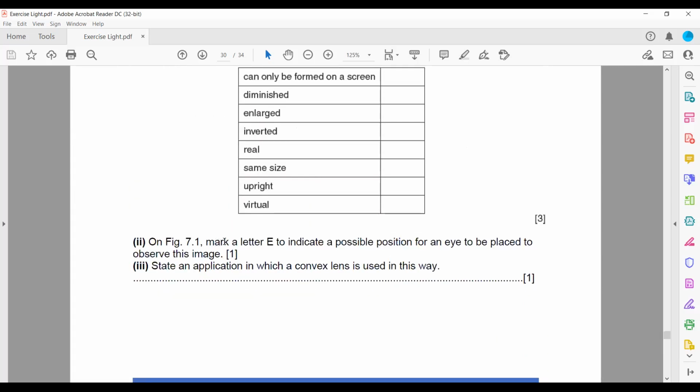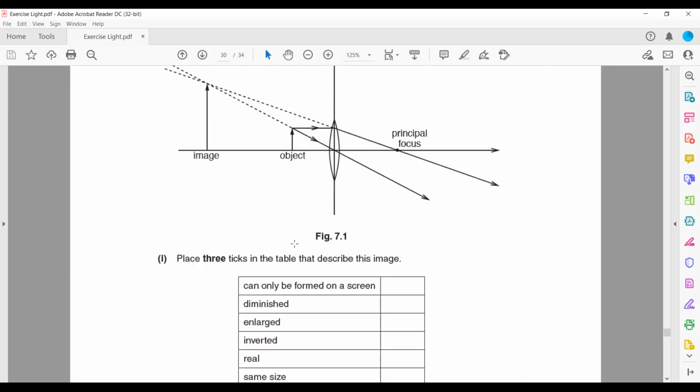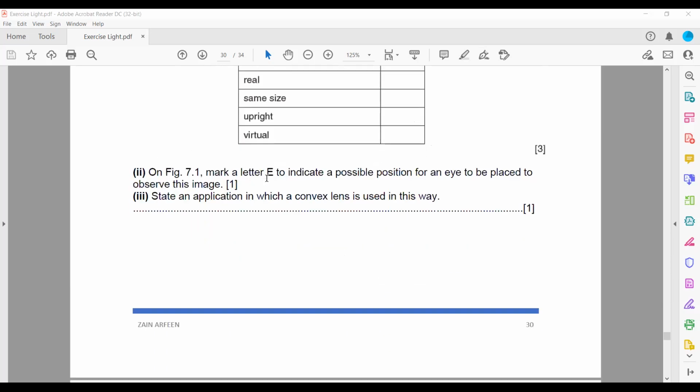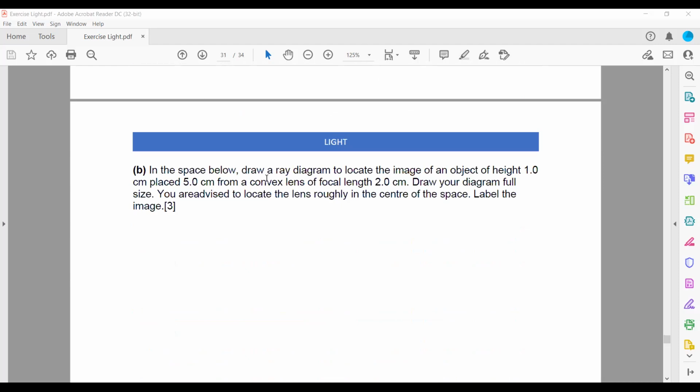On figure 7.1, mark with the letter E to indicate the position of the eye. So where the eye is, we should place E here. We don't have to draw an eye, we just have to write the letter E, but I'm just drawing to explain the idea. And then what is the application? We use it as a magnifying glass.